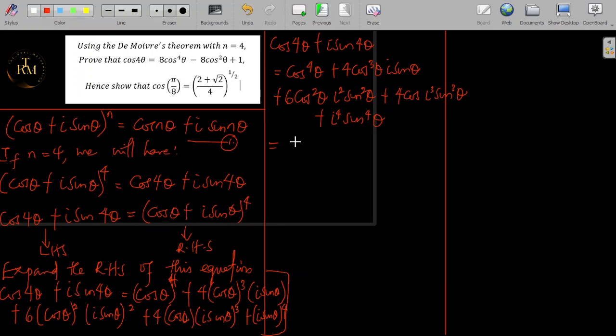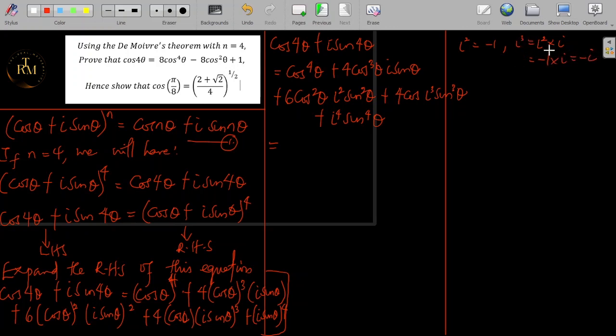So at the end of the day, I'm going to have something of this nature. From my knowledge of complex numbers, we could recall that for a complex number, i squared is actually -1. So if I have i cubed, I can write it as i squared times i, and that will give me -1 times i, so that will be minus i.